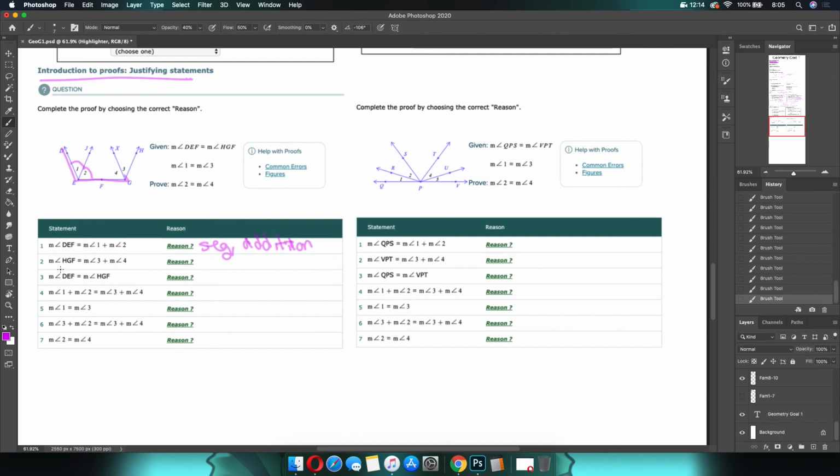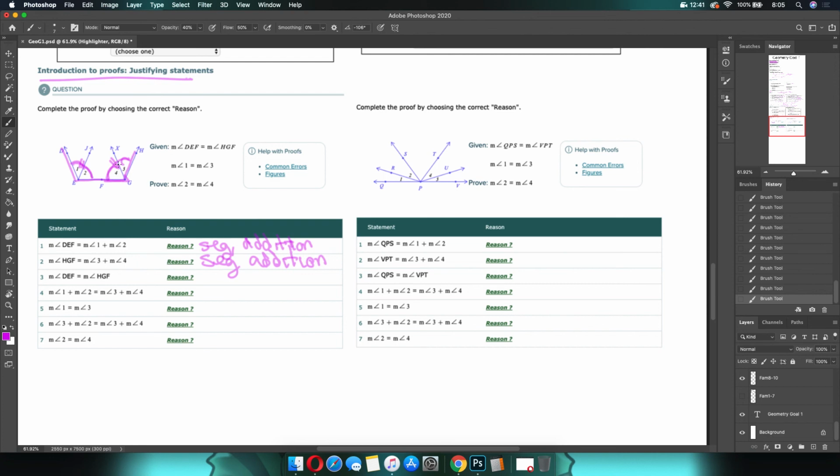Next up, what are we told? HGF, which is that one, is going to be the sum of these. So we have segment addition again, okay? My terrible handwriting. DEF and HGF. So this angle is congruent to this angle, HGF. All right, so far so good.